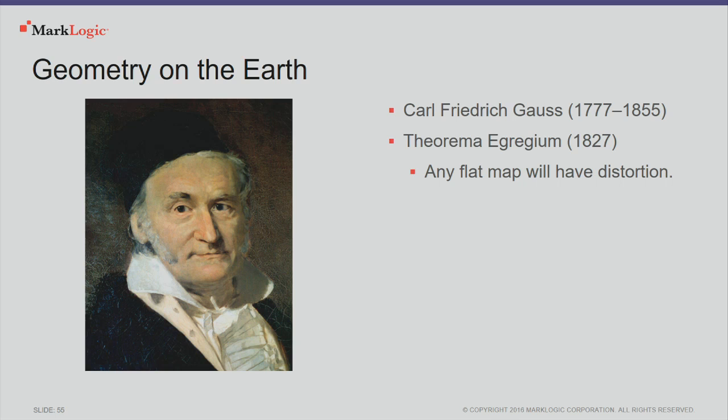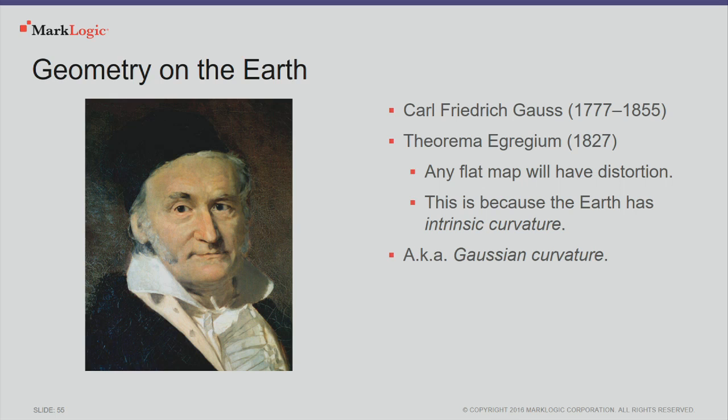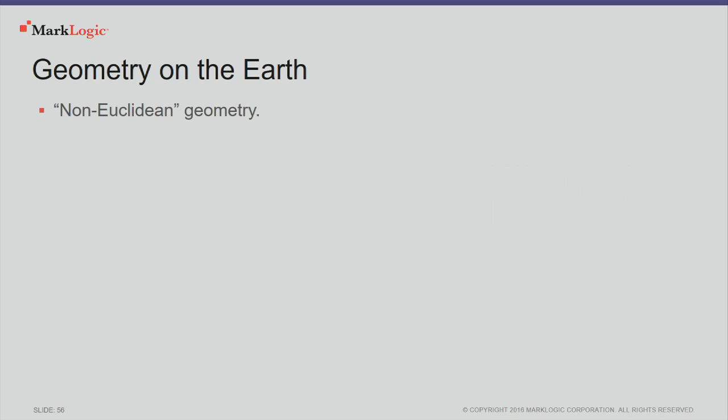And the consequence of that is that any flat map is going to have distortion. This is a mathematical fact. The Earth has what's called intrinsic curvature. It has curvature that can't be flattened out without introducing distortion. This type of curvature is now also called Gaussian curvature. So the result is that the geometry on the Earth looks quite different. It's an example of a non-Euclidean geometry.